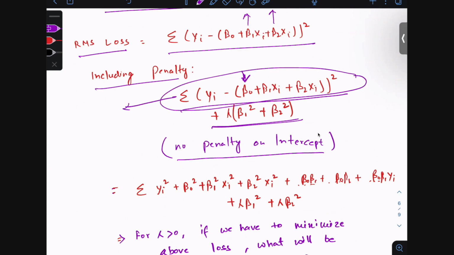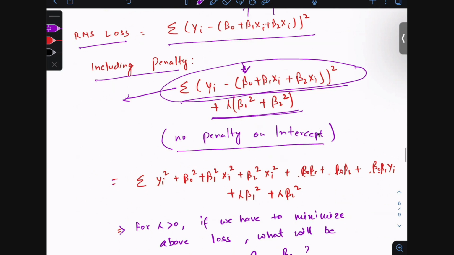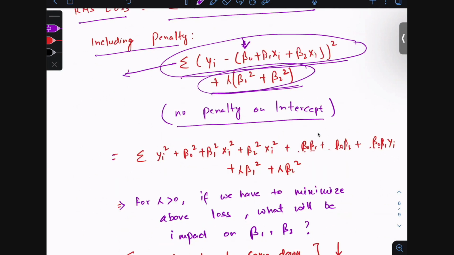If we expand this thing and expand this particular penalty term, what will it become? It will become something like that: yi square, beta naught square, beta 1 xi square, beta 2 xi square, plus there will be some term which will be a combination of beta naught, beta 1, yi, some combination. But there has to be a term like this. These quadratic terms will be there inside, right? Because this is quadratic, a plus b the whole square. Similarly, I am expanding it that way. And then we have lambda times beta 1 square plus beta 2 square.